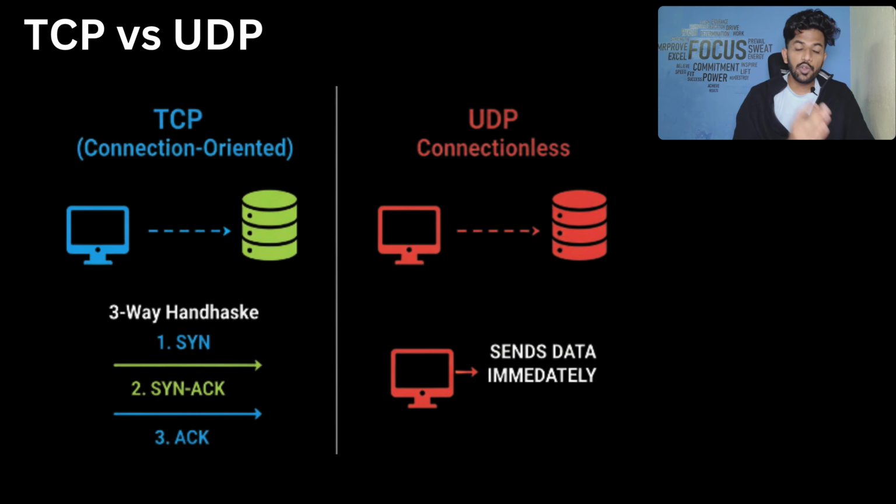The first one is connection. How do we connect to the servers? TCP is connection-oriented. It establishes a three-way handshake before sending any data. If you don't get an acknowledgement from the server, TCP doesn't send any more data to the server. It doesn't even start the connection. UDP is connectionless. It just sends the data without any handshake. That is a major difference.